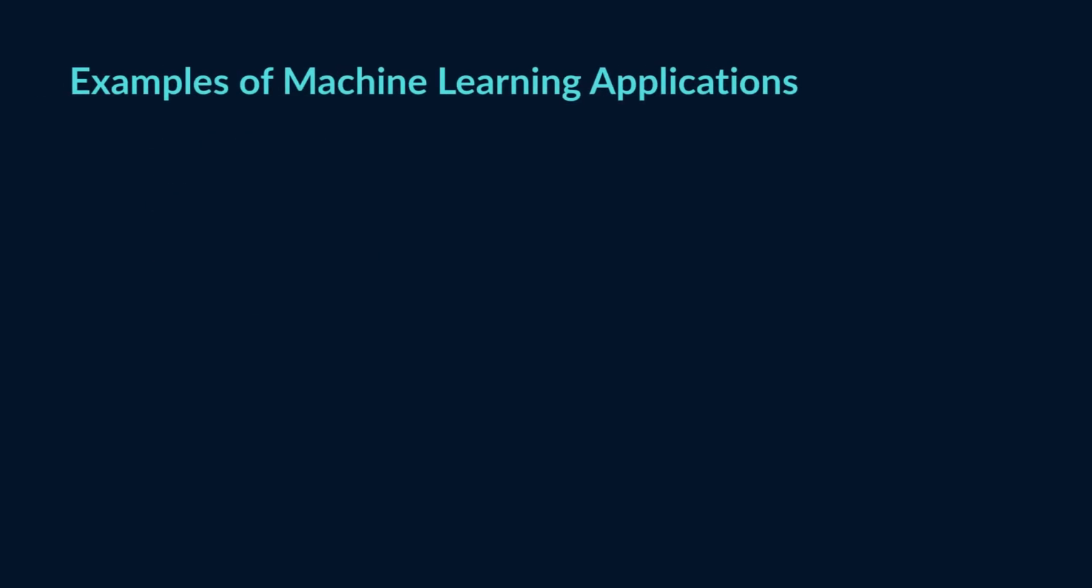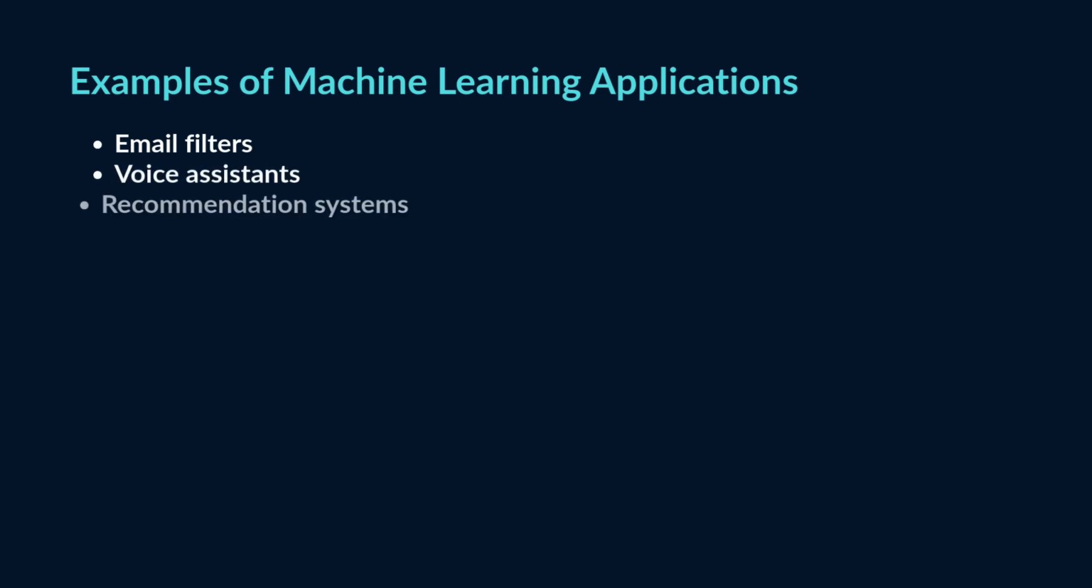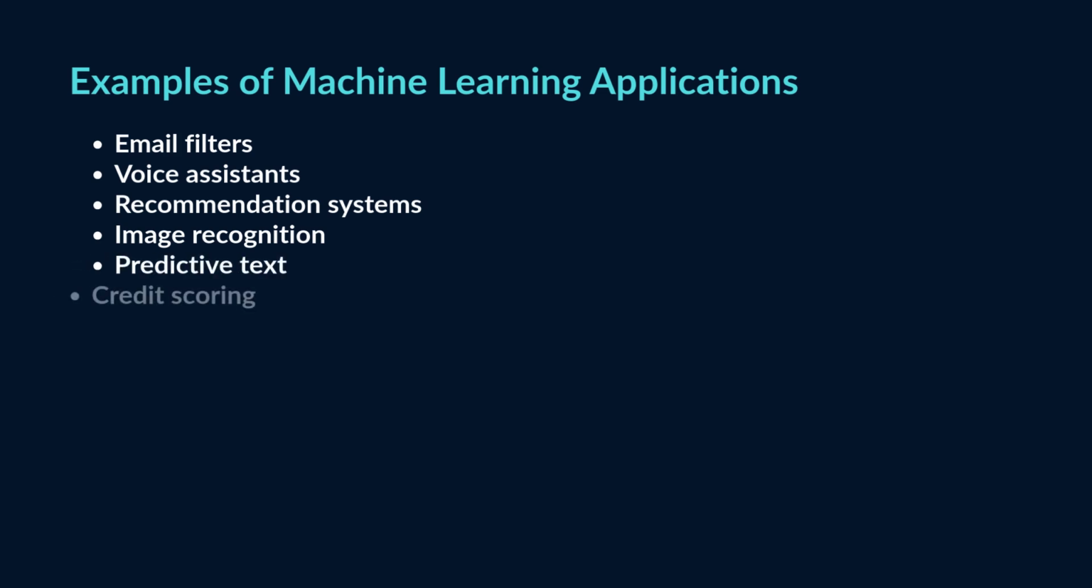Examples of machine learning applications. Machine learning is already a part of our daily lives in countless ways, including email filters that detect spam messages, voice assistants like Siri and Alexa, recommendation systems on Netflix, YouTube, and Amazon, image recognition used in photo apps and security systems, predictive text on smartphones, credit scoring, and fraud detection in banking. These systems improve as they analyze more data, making machine learning a powerful tool for solving complex problems that are difficult to code by hand.